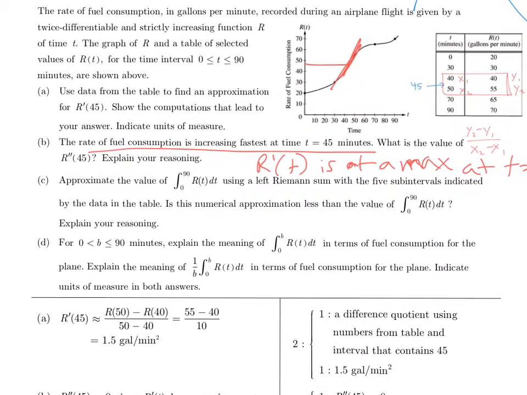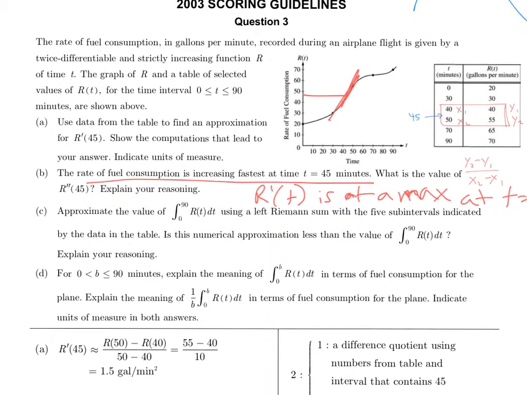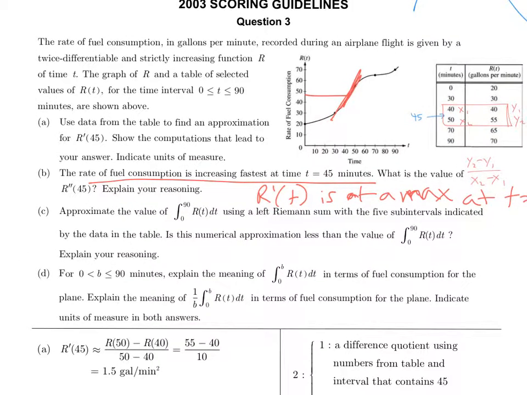Part C should look very familiar. Approximate the value of the integral of r of t from 0 to 90 using a left Riemann sum with 5 subintervals. No surprise, based on the table they gave us exactly the right amount to do 5 subintervals. Sometimes they have you start and not go the whole way. In this case, they do want you to go all the way from 0 to 90, which is everything in your table. And then they ask, is this numerical approximation less than the value?